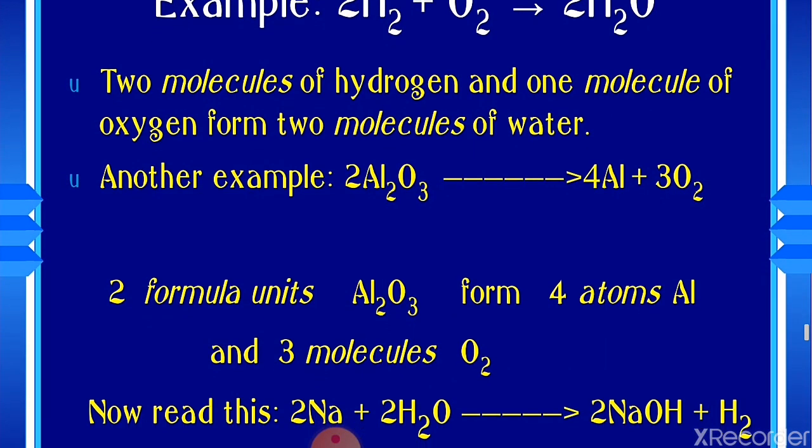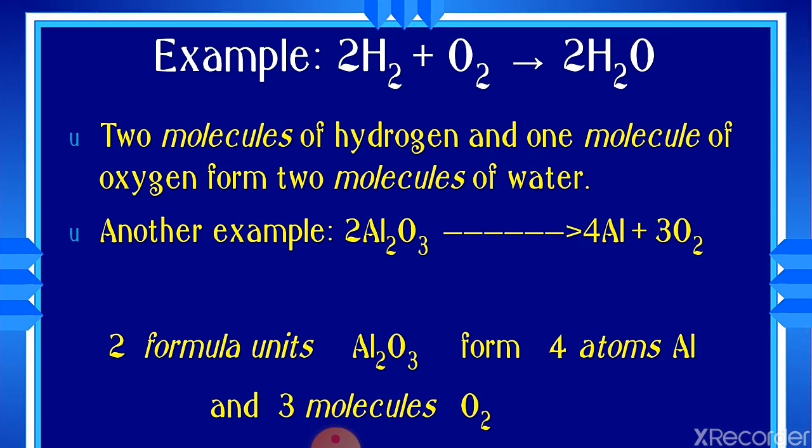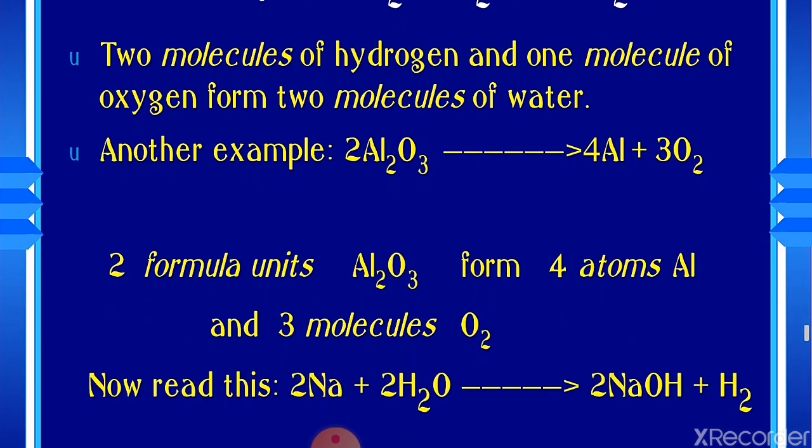For example, in this reaction 2H2 plus O2 gives 2H2O. So how do we tell? Two molecules of hydrogen combine with one molecule of oxygen to give two molecules of water. The molecule is the particle over here, so with respect to that we are telling.